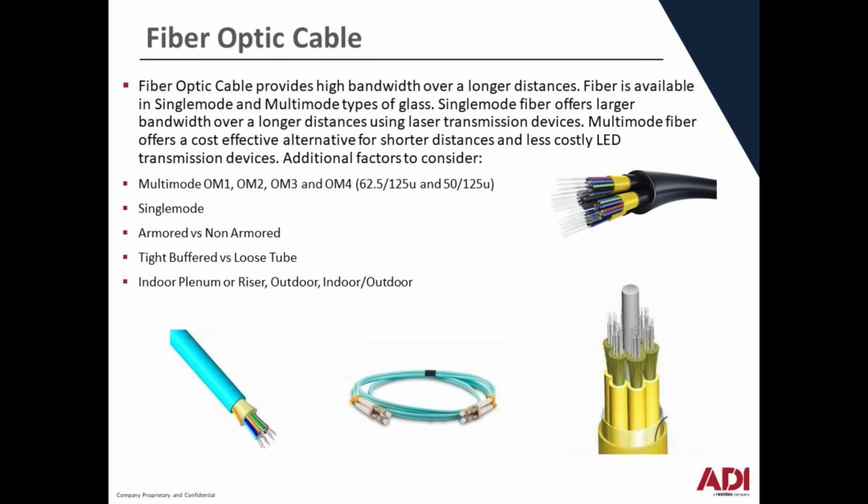Fiber optic cable is offered in many different constructions for your specific needs. They can be armored, non-armored, tight buffered or loose tube. Tight buffered is typical in campus environments, whereas loose tube is more prevalent in long haul and high strand count environments. And then, of course, indoor, outdoor, plenum, riser. These are all different types of constructions that we here at ADI can help you identify for your next project.